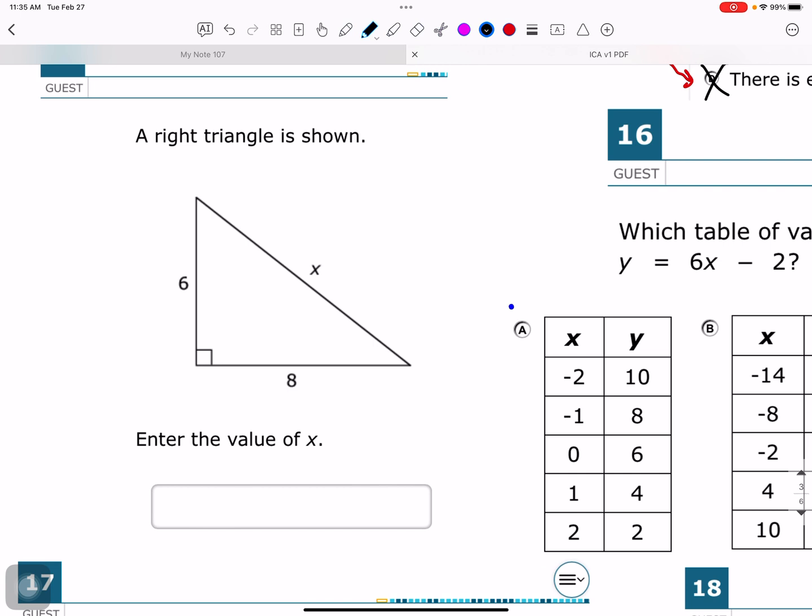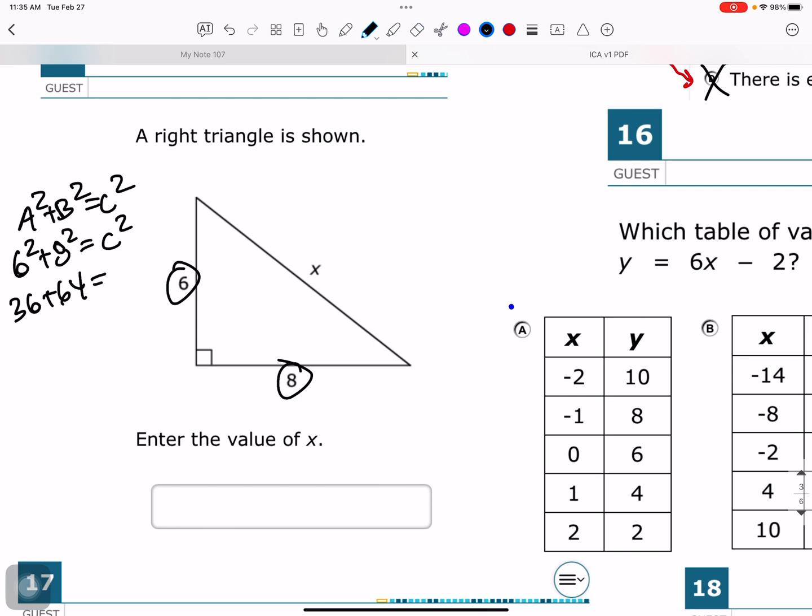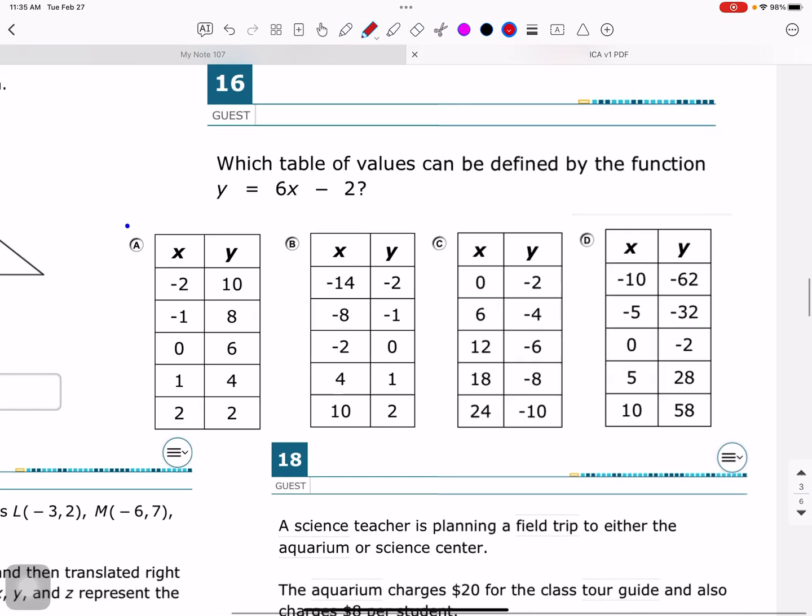15. A squared plus B squared equals C squared. This is the A, this is the B. 6 squared plus 8 squared equals I don't know squared. 36 plus 64 equals I don't know squared. 100 equals I don't know squared. So I have to take the square root to get rid of the squared. So C equals the square root of 100, which is 10. 6, 8, 10. I told you that would show up a lot.